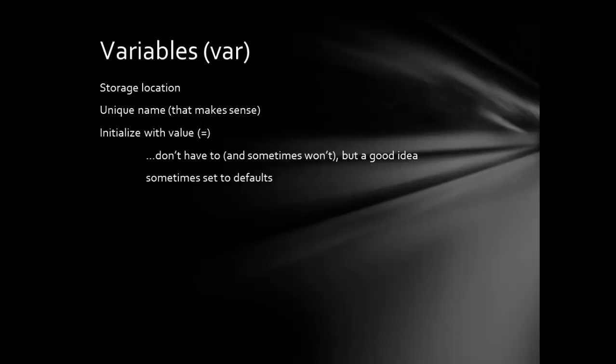So variables, this is where we store stuff. Every time you create a variable, you want to create a name for it. Make sure it's a name that makes sense, so it's not obscure, so when I look at that variable, I understand what information is in there and what it's used for. We initialize it with the equal sign. So we say var carName equals Chevy. And our carName will have the word Chevy in it.